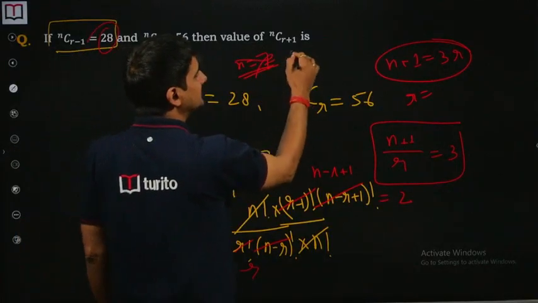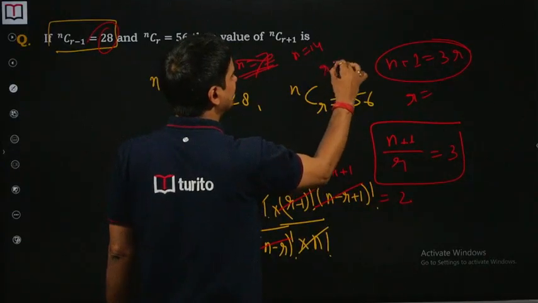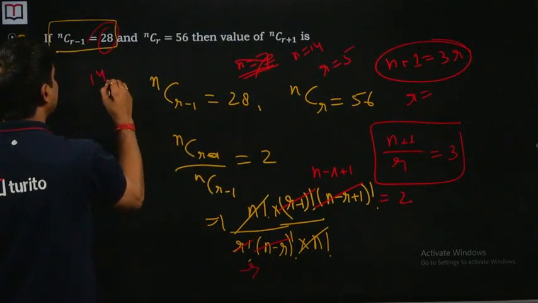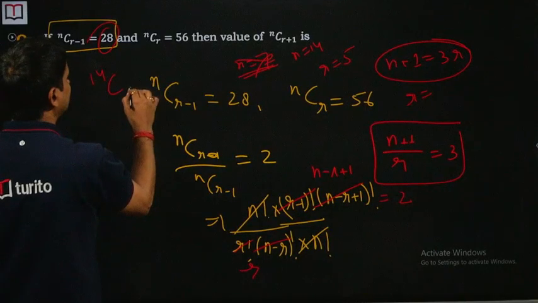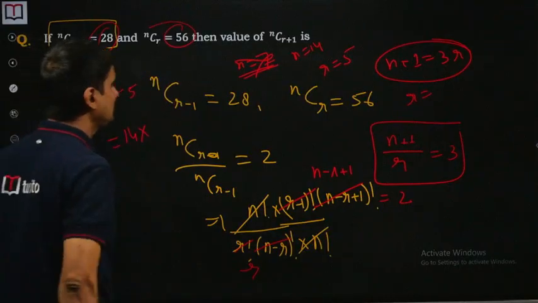So let's try 14. So n is 14, 14 plus 1 is 15, r is 5. So let's try it, 14C5. How much is it? But then it will be a multiple of 13 also. Again, is there a mistake here?